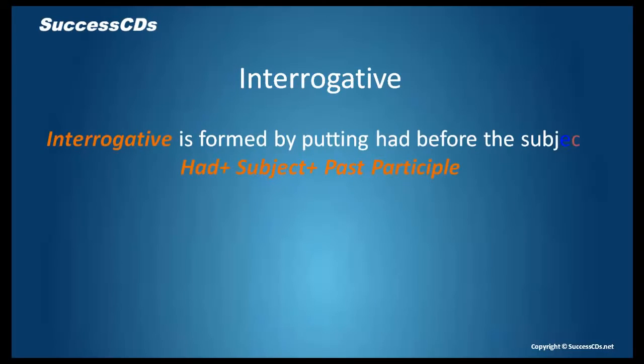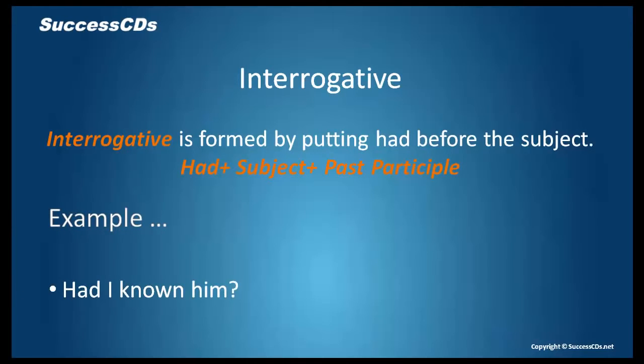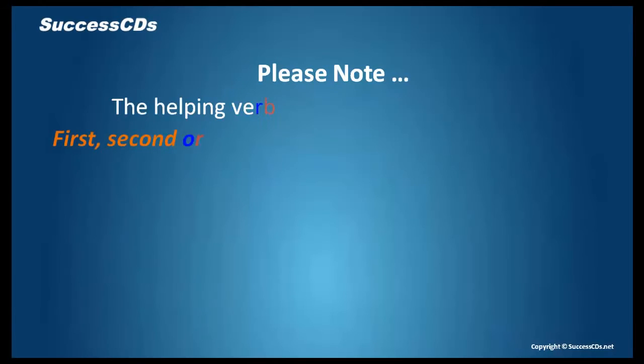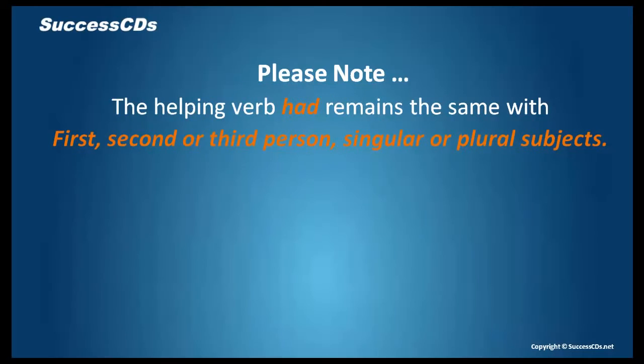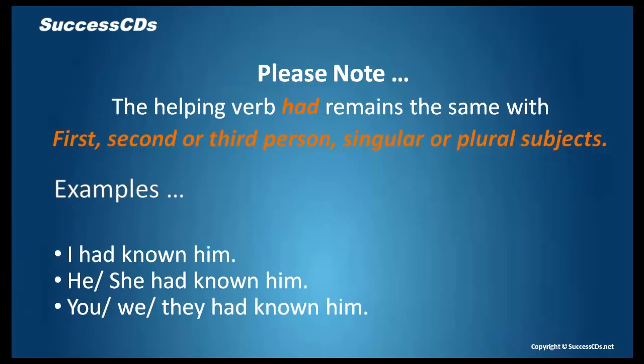Interrogative is formed by putting had before the subject. Had plus subject plus past participle. Example, had I known him? Please note, the helping verb had remains the same with first, second or third person, singular or plural subjects. Examples, I had known him, he or she had known him, you or we or they had known him.